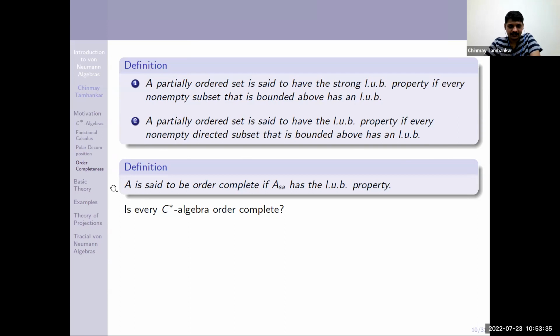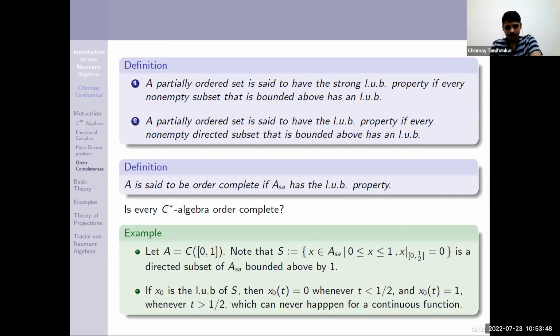And now we call a C-star algebra order complete if the set of its self-adjoint elements has the LUB property. So again, the question is: is every C-star algebra order complete? Again, the answer is no. We take this bad C-star algebra C[0,1].